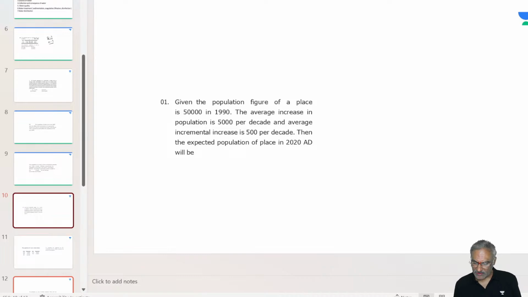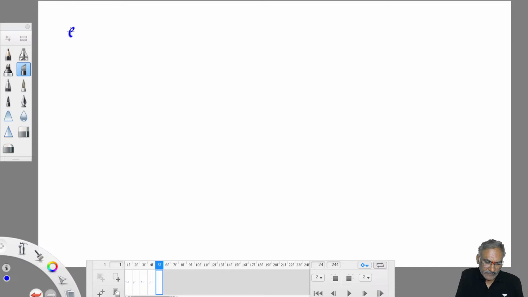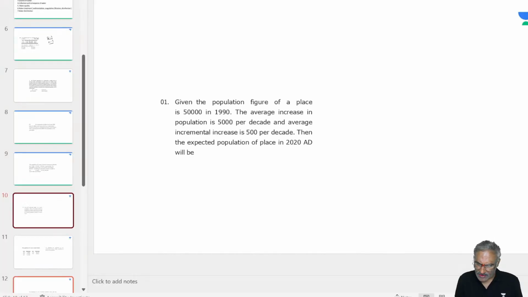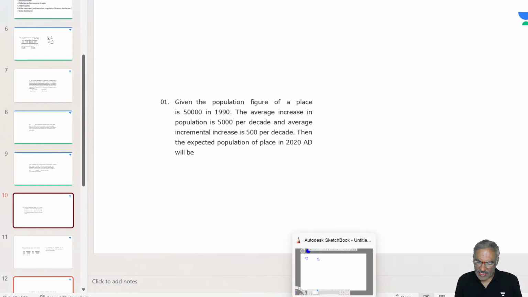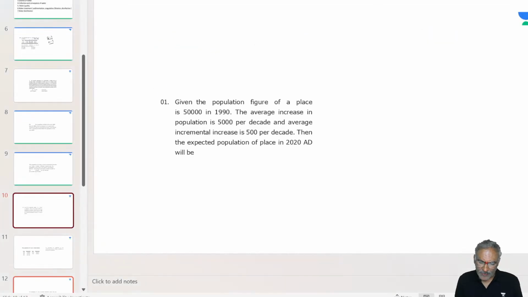So what is given to you? In that example, the population in the year 1990 is given, and it is taken as P0, which is equal to 50,000. I took P0 as the 1990 population. Therefore T0 is equal to 1990. Then you are expected to calculate the population in the year 2020 by this method.